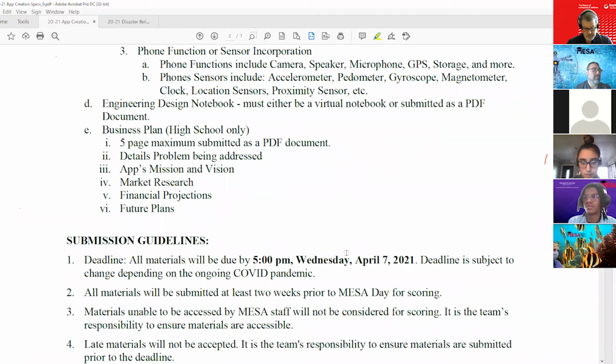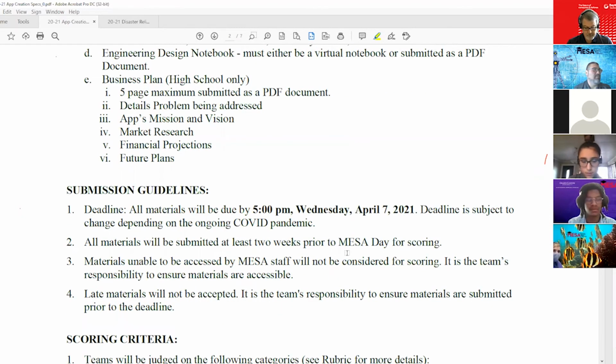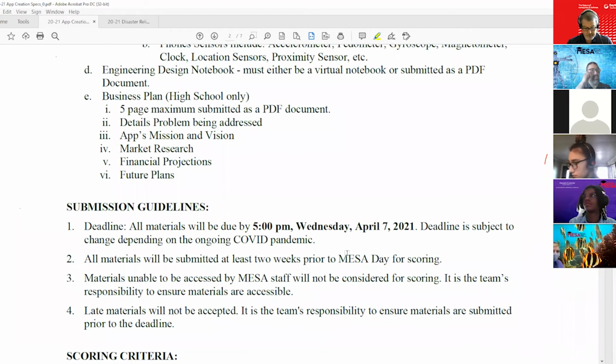I know a lot of people didn't get a chance to really start these projects until late in the year, maybe even just this semester. We understand that, and we want to give you as much time as possible. But it'll probably be at least 2 weeks prior to MESA Day, so that we can collect the information, get that to our judges, and our judges can have the right amount of time to give it the proper consideration for scoring. And then we can make our announcements for the final placements at MESA Day.